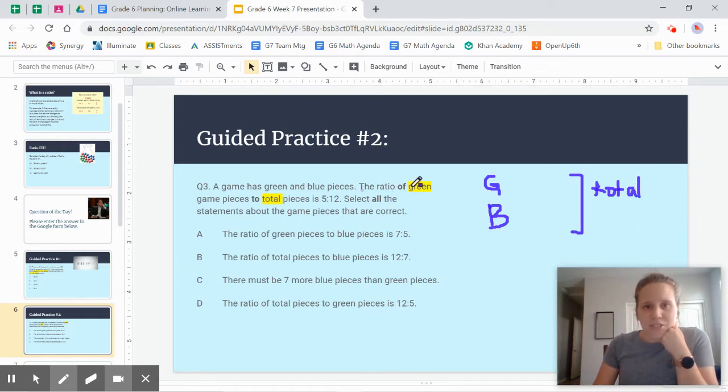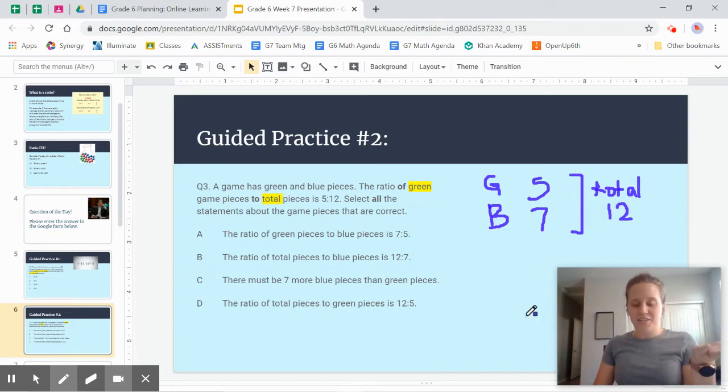So let's talk about this ratio. Green to total, 5 to 12. That means there are 5 green pieces for a total of 12. How many blue pieces are there? Yes, there are 7 blue pieces for every 5 green pieces.